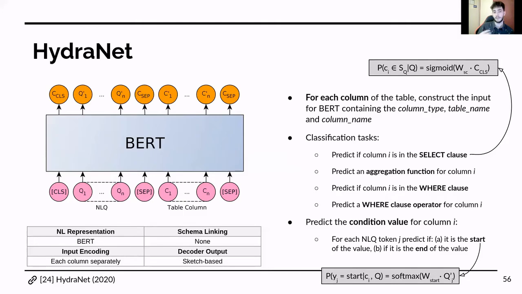And finally, if we decide that this column is going to appear in the where clause, we also have to find a condition value. And to do this, we're going to iterate through all the outputs of the NLQ tokens. And we're going to give each one of them to two networks, one that predicts if this is the start of the value and another that predicts if this is the end of the value. And both these networks are, again, very simple linear networks. And by doing this, we can also discover the span of the value, and we have a way to construct the SQL query.